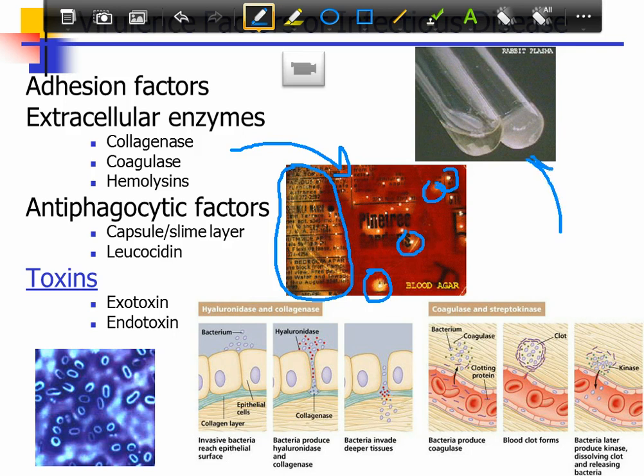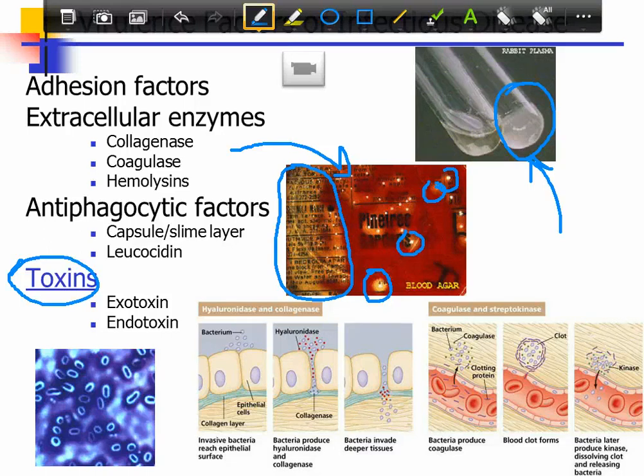What you're looking at up here are 2 tubes of plasma that's been removed from whole blood. This is coagulase enzyme that's clotting that plasma. And then a lot of organisms make toxins. We're going to talk about this in more detail, exo and endotoxins, that offensively destroy the host cells and tissues.